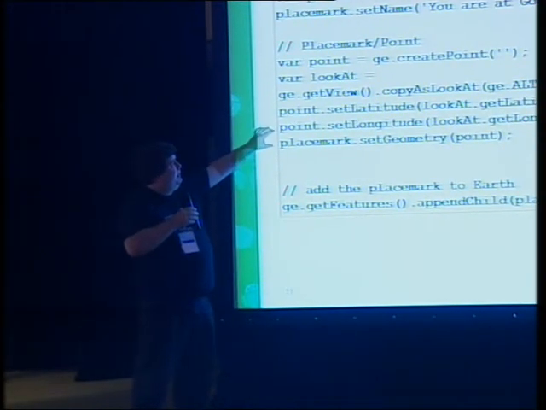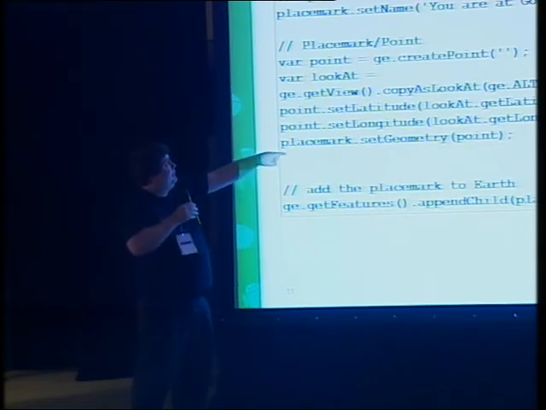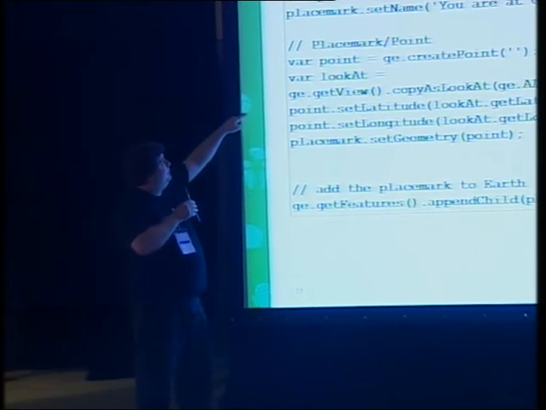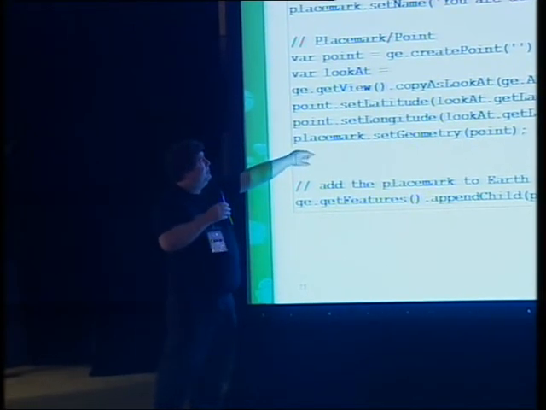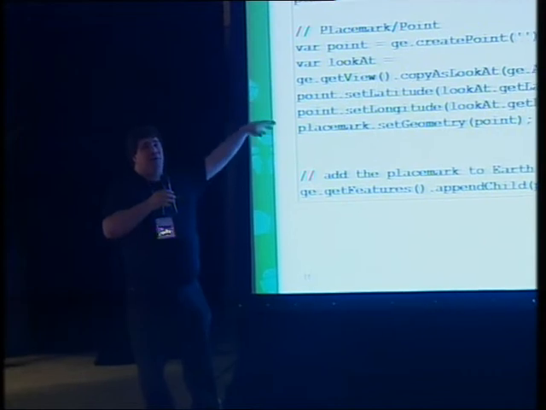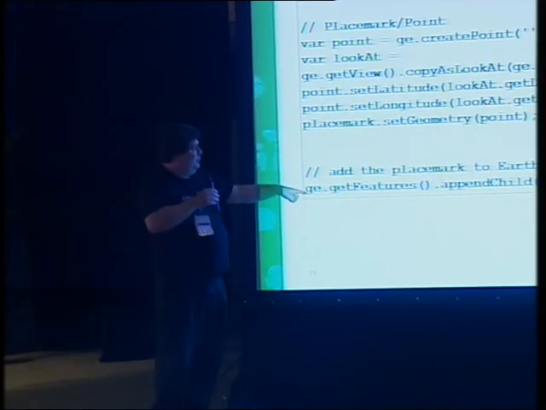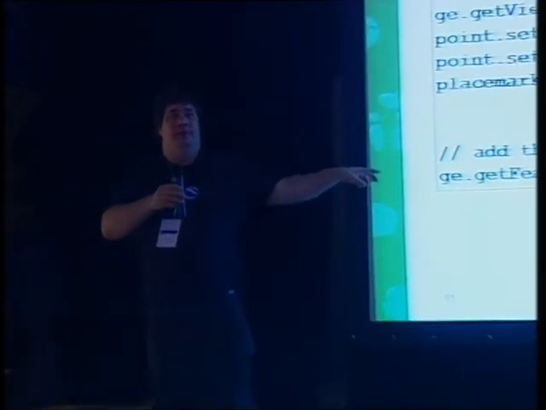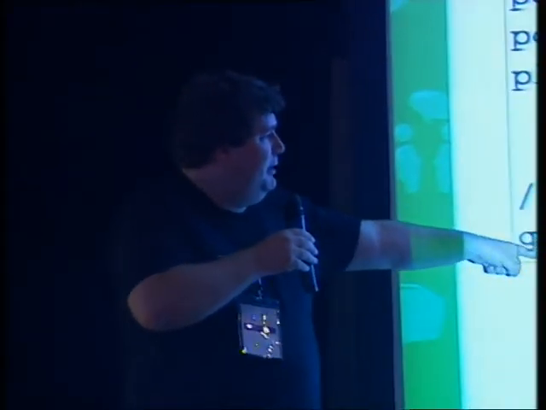And then you set the placemark's geometry to that point. So you create the placemark, you create the point, and then you assign the point to the placemark. And then you have to append the placemark to the Google Earth plugin, that is, assign it to the DOM. So g.getFeatures append child placemark. Again, if you've done any DOM processing before, which is very common to do with JavaScript, this is essentially doing that for the KML DOM.